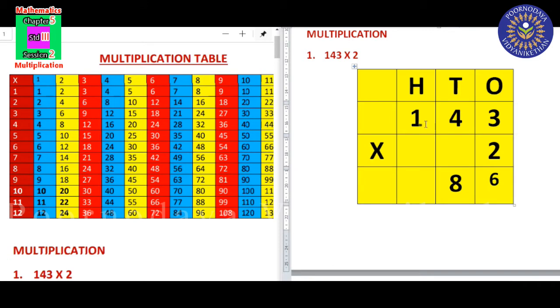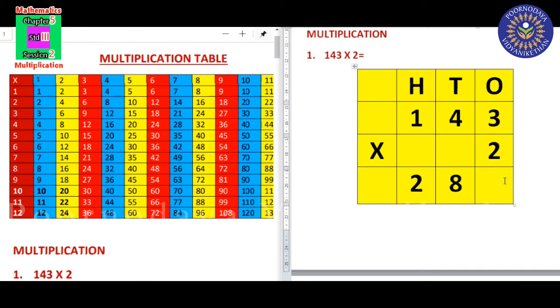Next, you have to multiply the hundreds place by 2. See, 1, 2. 1, 2 is 2. That we know. Did you understand? So, the answer: 143 into 2 is equal to what will we get? 143 into 2 is equal to 286. What is the answer? The answer is 286. 143 into 2 is equal to 286.